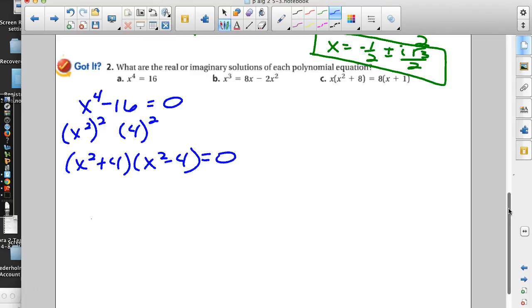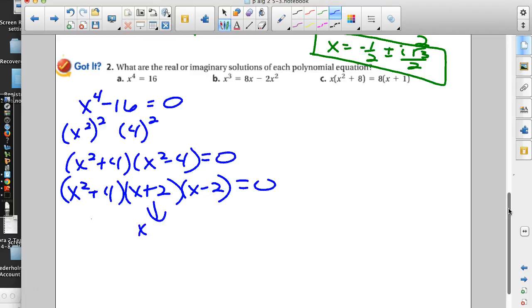Are both of those factorable? No. Which one? The second one with the subtraction in it. How do you factor x squared minus 4? x plus 2, x minus 2. Good. So here are the easy ones. x equals negative 2. x equals 2. What are we going to have to do with that x squared plus 4?